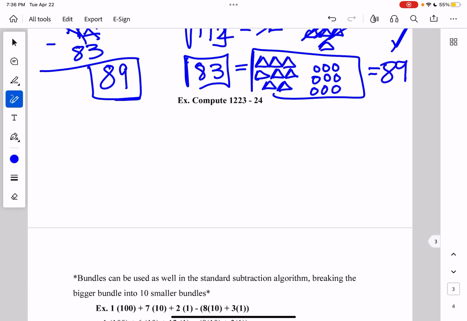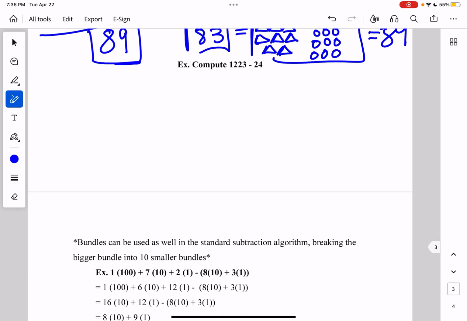For our last one, we're going to be doing a little bit of a bigger number. So it's really important that you're making sure all your place values are lined up. So 223 minus 24. We're going to solve.